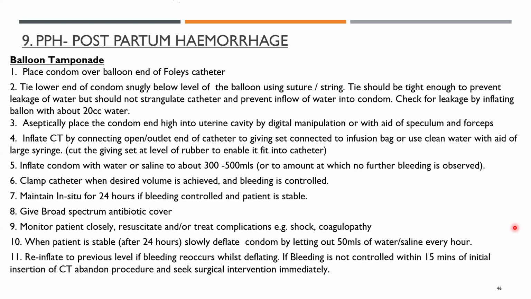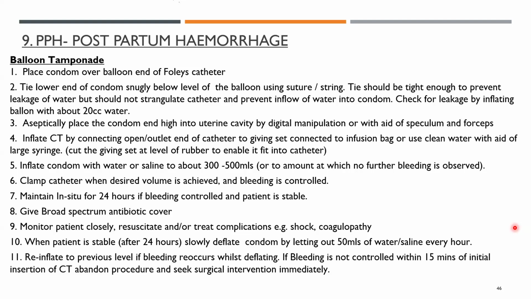Now inflate the condom tamponade by connecting the open outlet of the catheter, by a giving set, which is connected to an infusion bag, which has clean water in it. You can do this also with the aid of a syringe. Once it's done, cut the giving set at the end of the rubber to enable it to fit into the catheter. Basically, inflate the condom with water or saline of up to 300 to 500 ml, or until no further bleeding is being observed.